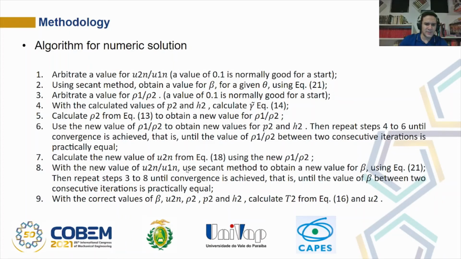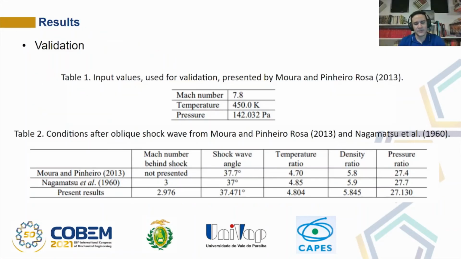So when convergence is achieved, after all this, we can finish with the correct values of beta, normal velocity 2, density 2, pressure 2, and enthalpy 2. Calculate now the temperature 2 from equation 16 and velocity 2. Now we have all the parameters we need.